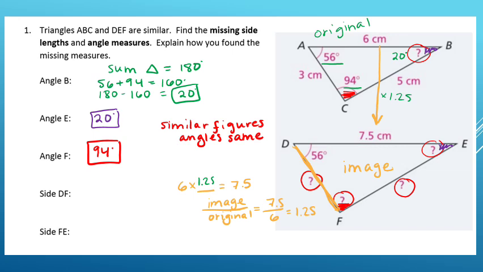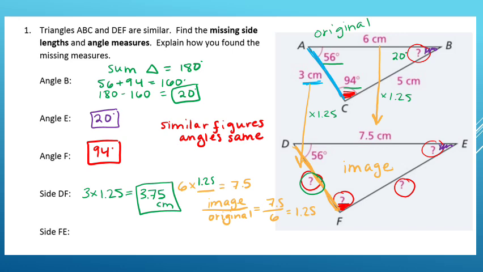So now I can use that scale factor to help me find my missing side. I can see that DF goes with the side length of AC in the original shape. So I'm going to apply my scale factor to the correct corresponding side. So 3 times the scale factor, times 1.25, is going to give me this side length here. So again, 3 times 1.25 would give me 3.75, or 3 and 75 hundredths. And I can also note this is in centimeters. So that's that side length.